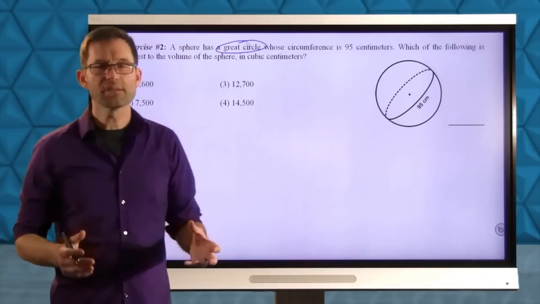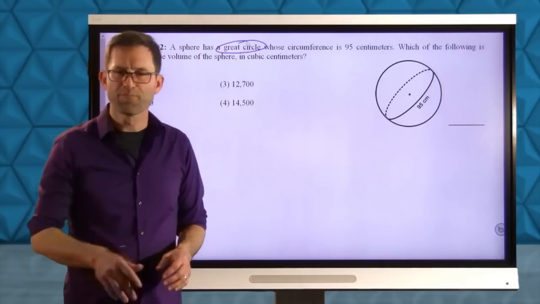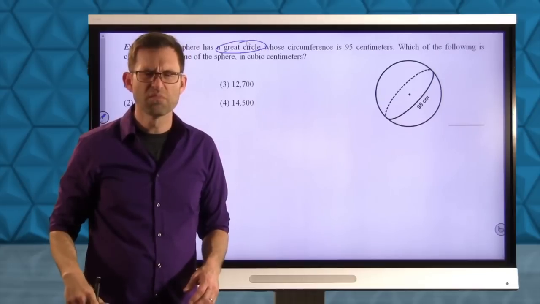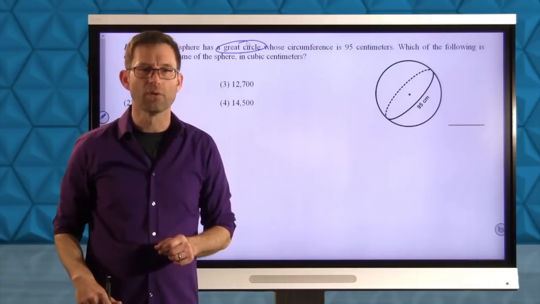All right, so basically it works like this. If you take a sphere and you slice it, you do a cross section of it in any direction, in any place, you get a circle.